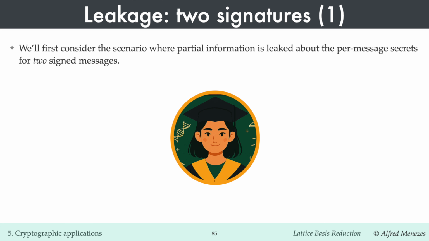We'll first consider the situation where an attacker manages to learn partial information about the per-message secrets used in two ECDSA signatures. Concretely, they discover that the first half of the bits of each per-message secret k are 0. This scenario is rather contrived, but it nicely demonstrates how lattice techniques can play a role in side-channel attacks.